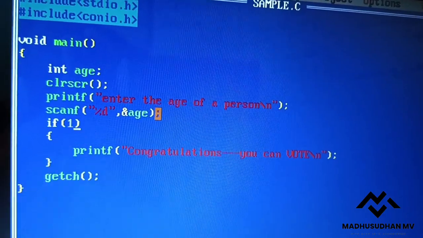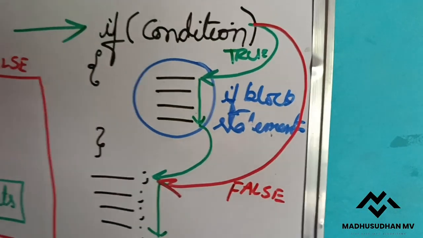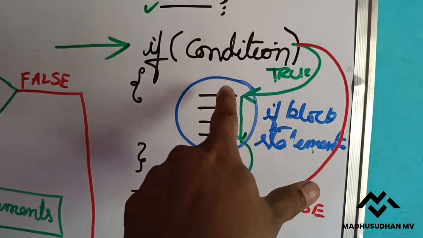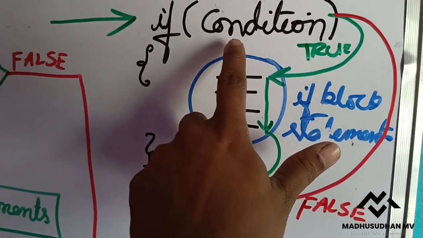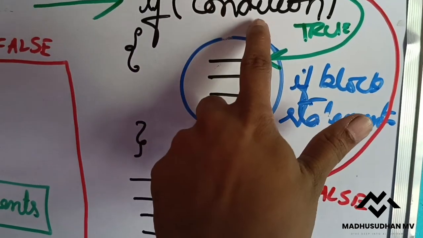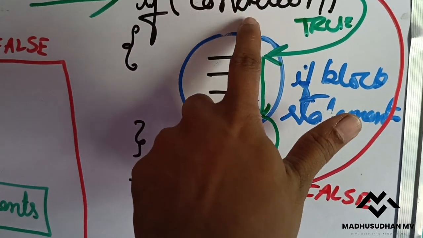So whenever we check the condition, in place of the condition, it will be replaced by either 0 or 1. If the condition is true, it will be replaced by 1. If the condition is false, it will be replaced by 0.